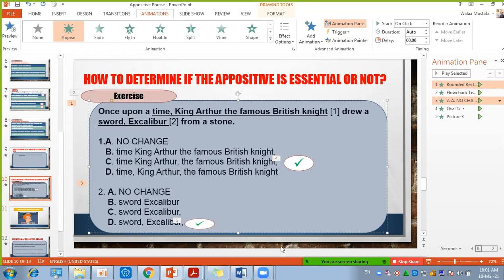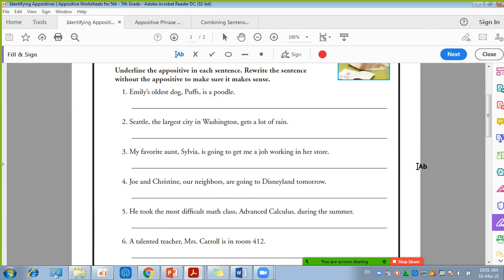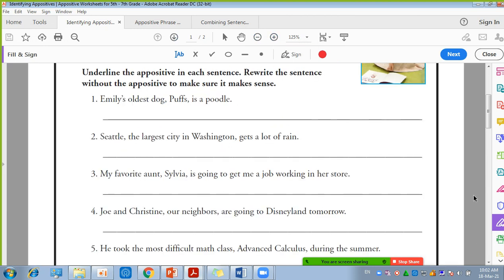Okay, let's go to some exercises. I have prepared them for you. This is the first one. Here he wants you to underline the appositive in each sentence, and of course we will not rewrite it. We will just rewrite it after excluding the non-essential appositive.